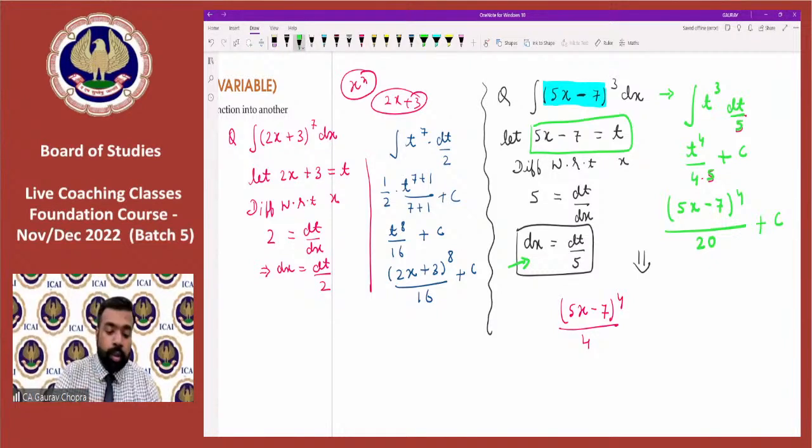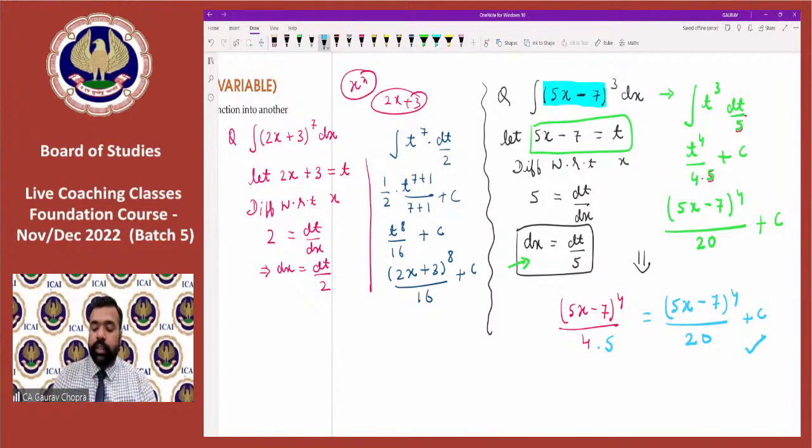And now the main step. The main step is, what is the derivative of 5x minus 7? It is simply 5. So divide by that derivative, that is, divided by 5. So it will become (5x minus 7) to the power of 4 divided by 20, and then plus c. This becomes the answer and this is the shortcut.